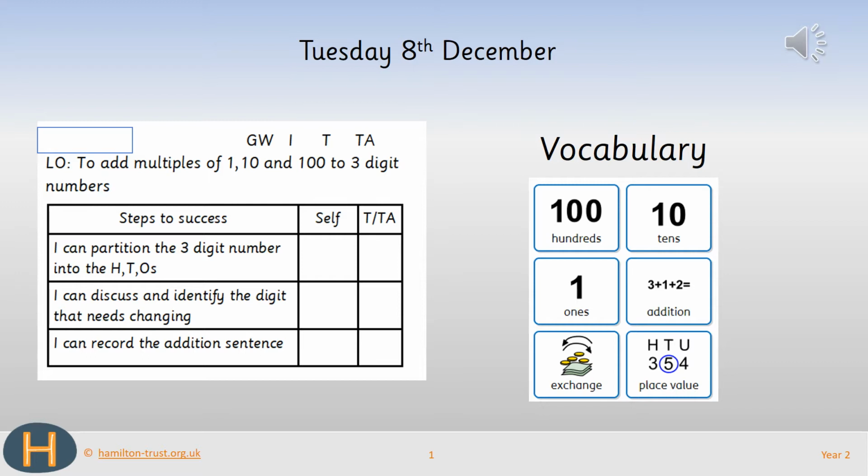Today in Maths we are going to be adding multiples of 1, 10 and 100 to 3-digit numbers. Our steps to success for this lesson are to partition the 3-digit number into the hundreds, tens and ones, to discuss and identify the digits that need changing, and to record the addition sentence. Our vocabulary focus for today's lesson is hundreds, tens, ones, addition, exchange and place value.